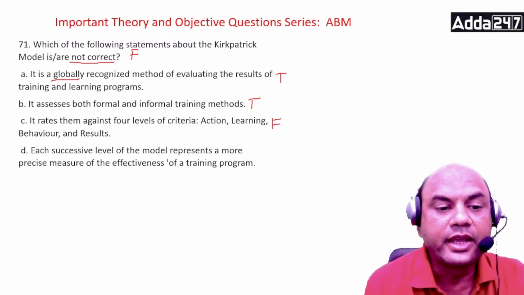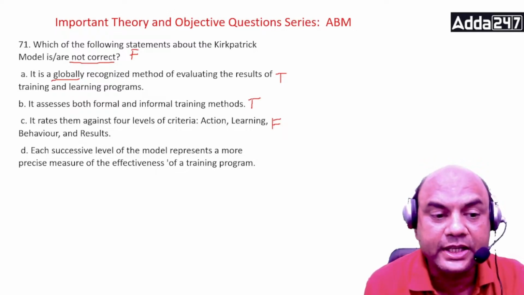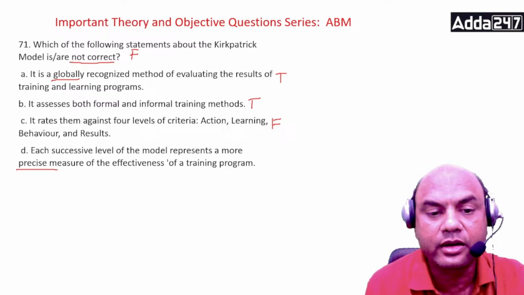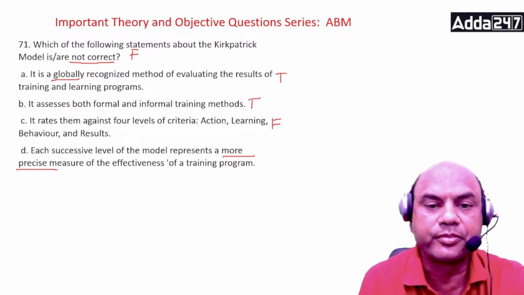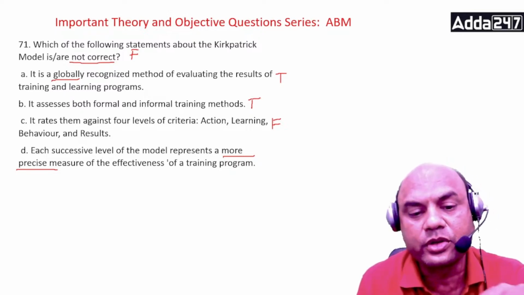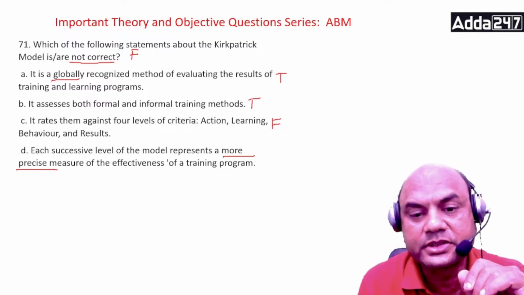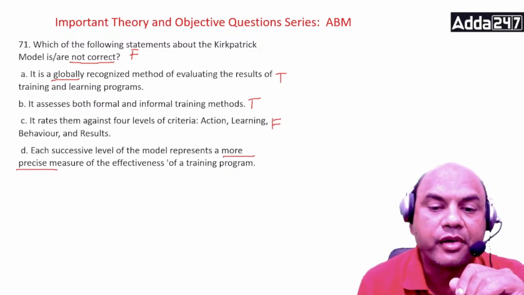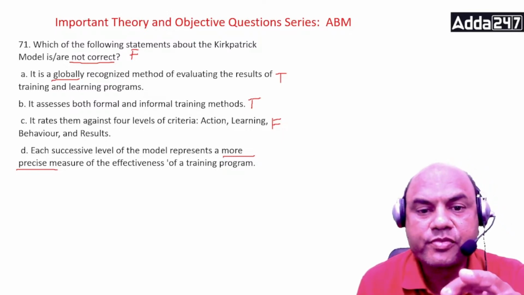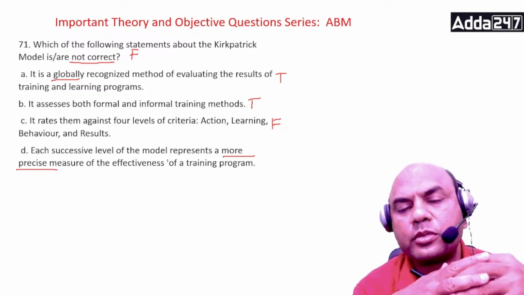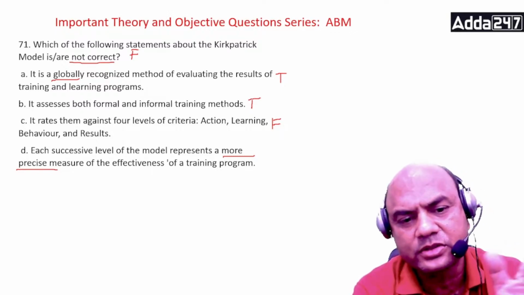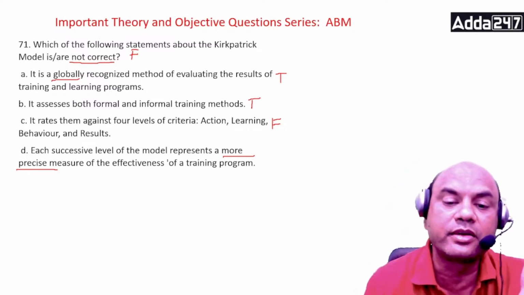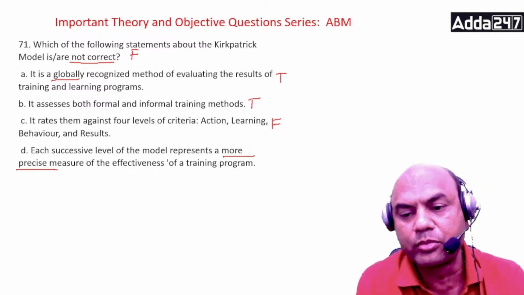Each successive level of the model represents a more precise measure, meaning as you go higher, you will get more precise, a measure of effectiveness of the training program. Got it? So C is false. But why is C false? What is the problem in C? See this. Here, the Kirkpatrick model is globally recognized. That's obvious, for evaluating the training program, it assesses both. That is also correct. Each successive level is correct. That is also right, that more precise.